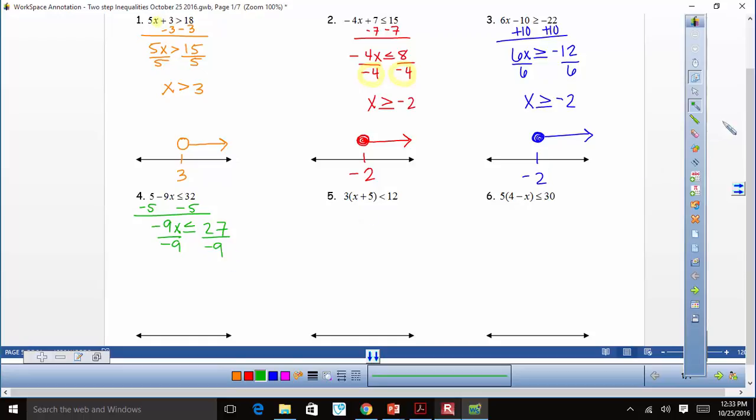Divide by negative 9. Very good. And there is going to be a sign flip because we divided by a negative. So that would give us x is greater than or equal to negative 3. So to graph that, we'd come down here, we'd put a tick mark at negative 3. Would it be open or closed dot? Closed. And which way is it facing? To the right. All of these are facing right so far.